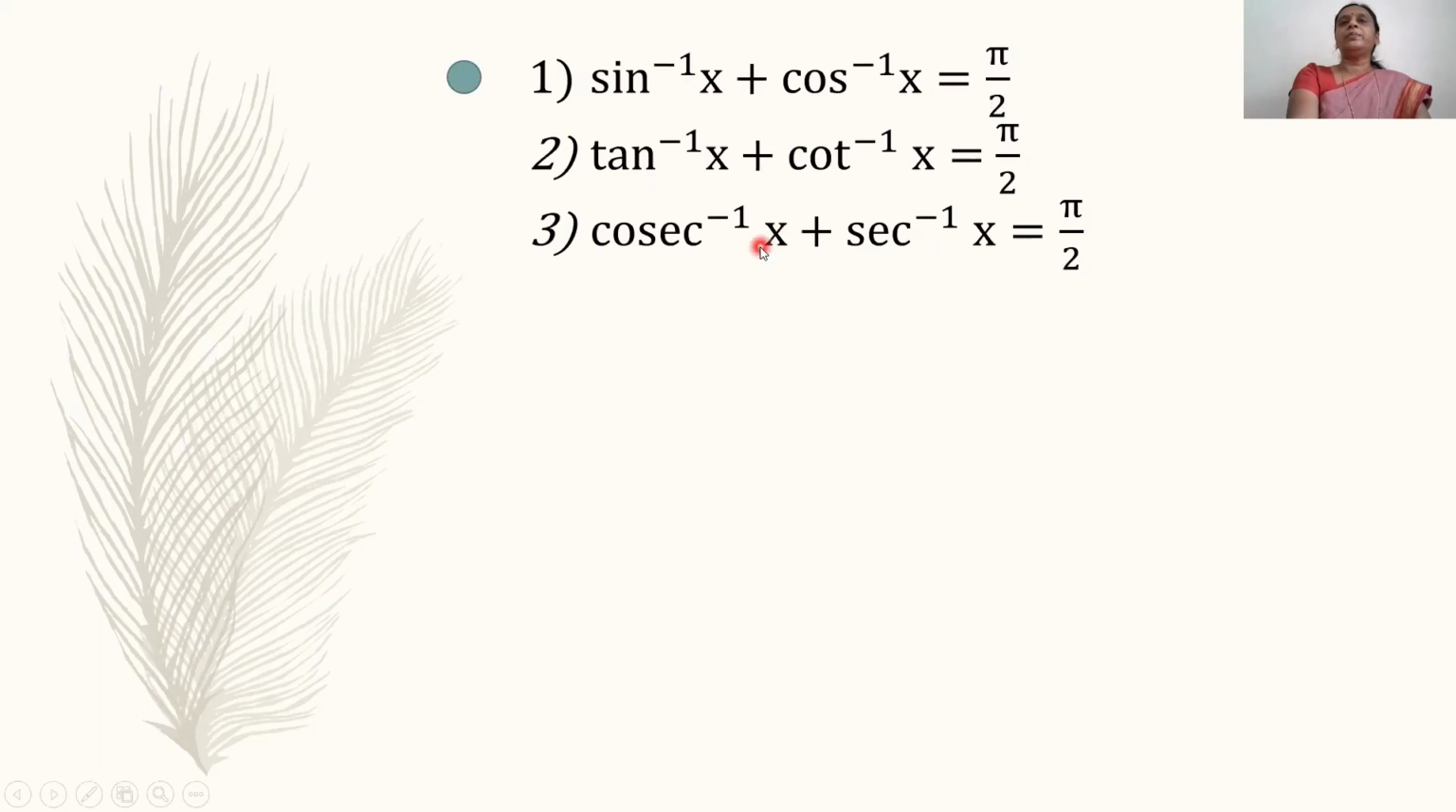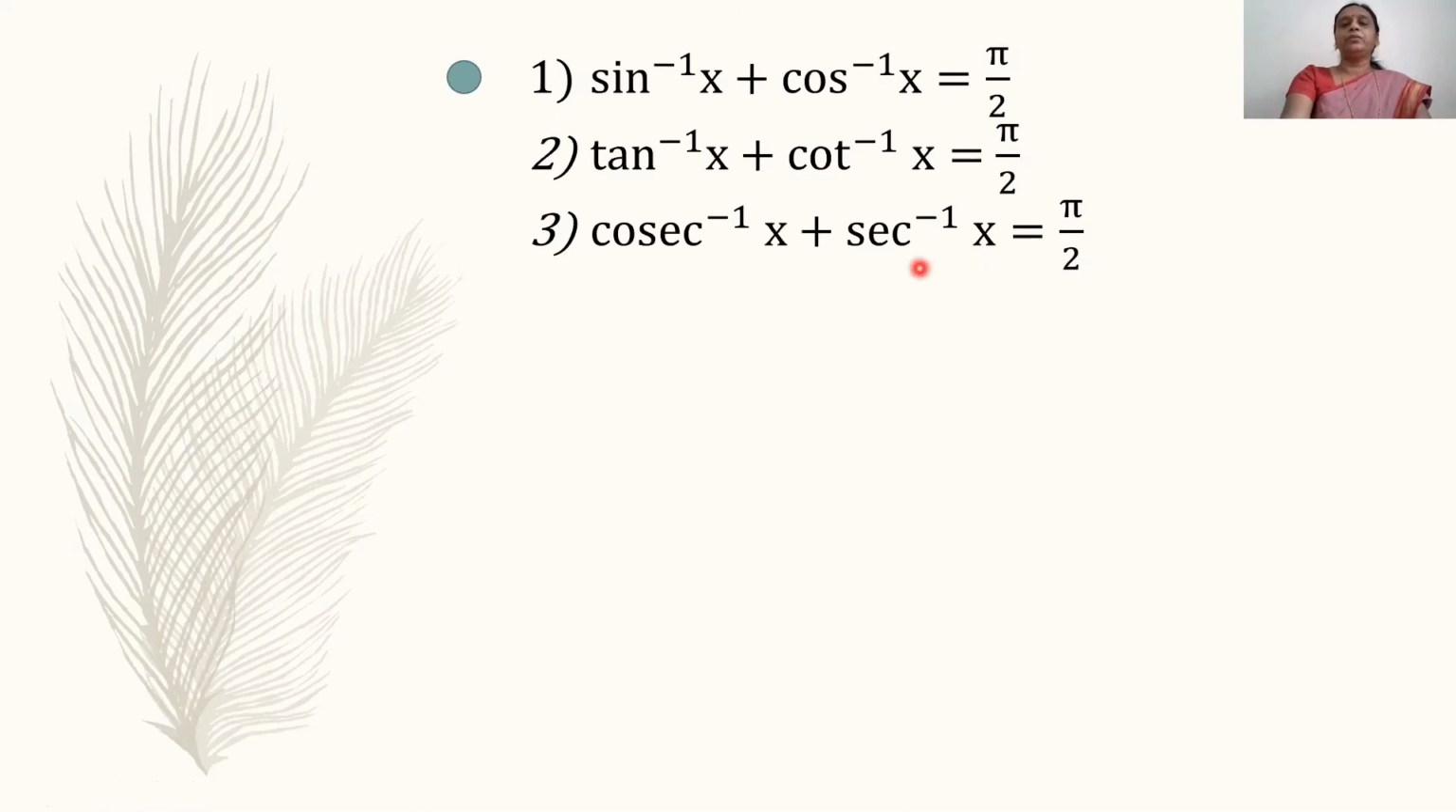Here, if there is x, then here should be x. If here is 2x, then here should be 2x. If here is 3x, then here should be 3x. Then if we add these two, the value of this function is pi by 2. These three are similar, therefore I have kept them in one bunch.